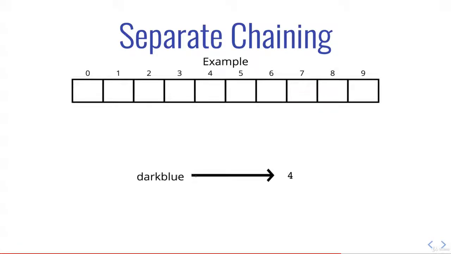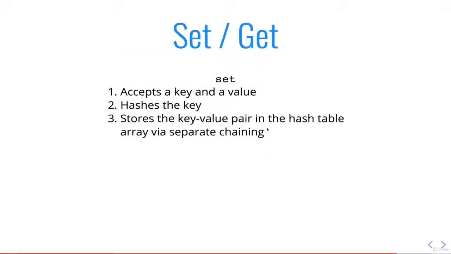You need to hash the key and get that number, go to that position, and check if there's already data there. If there is, just push this onto the array that's already there. If not, put an array there first, and then put the data inside that array. So that's the pseudocode for set. You accept a key and a value, you hash the key, then you store the key-value pair in the hash table via separate chaining, meaning in a nested structure.